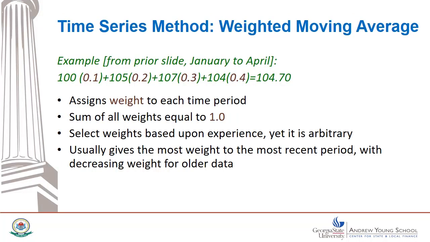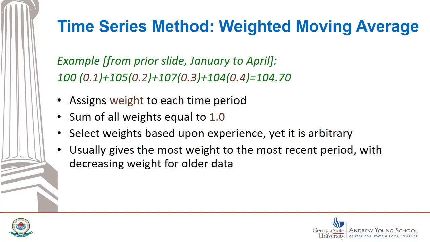A weighted moving average says that the equal weights used in the prior method is not as valuable as assigning different weights to the prior periods. Perhaps you consider April's results to be more indicative of what May will bring, so you give April a 40% weight, while assigning a 30% weight to March, a 20% weight to February, and only a 10% weight to January. Of course, these are just hypothetical weights in this example.